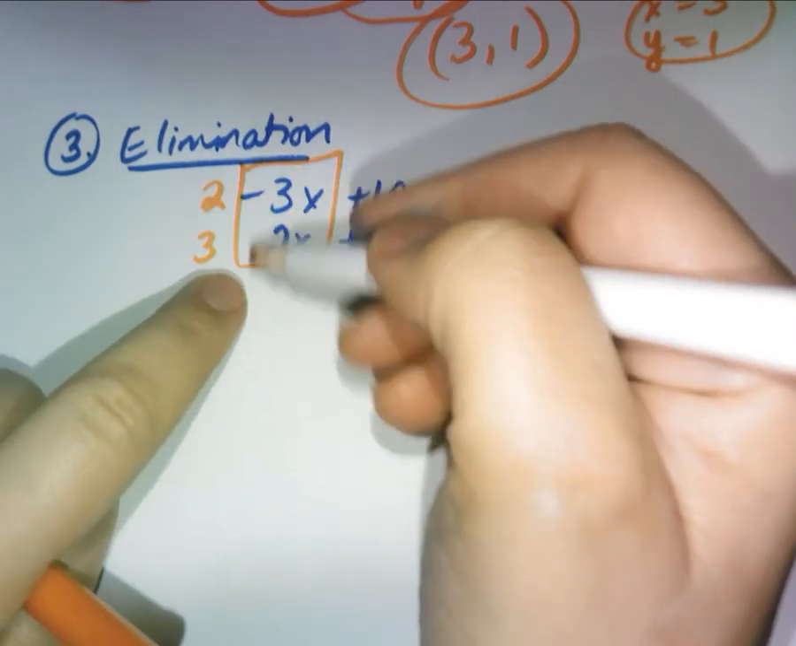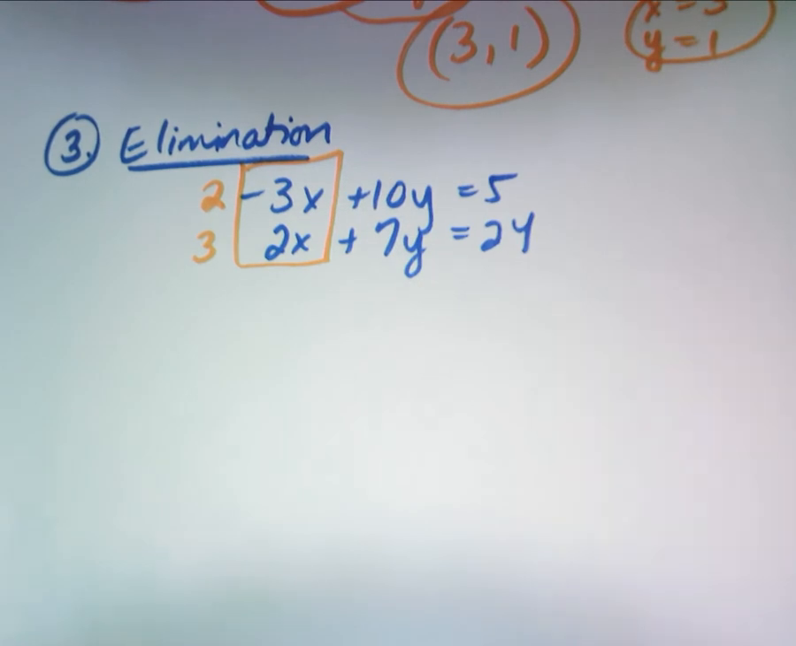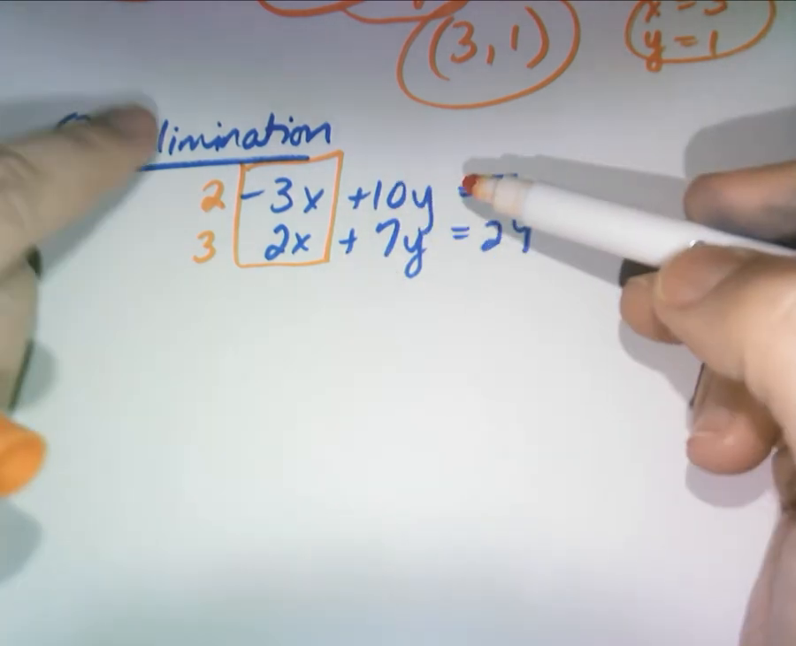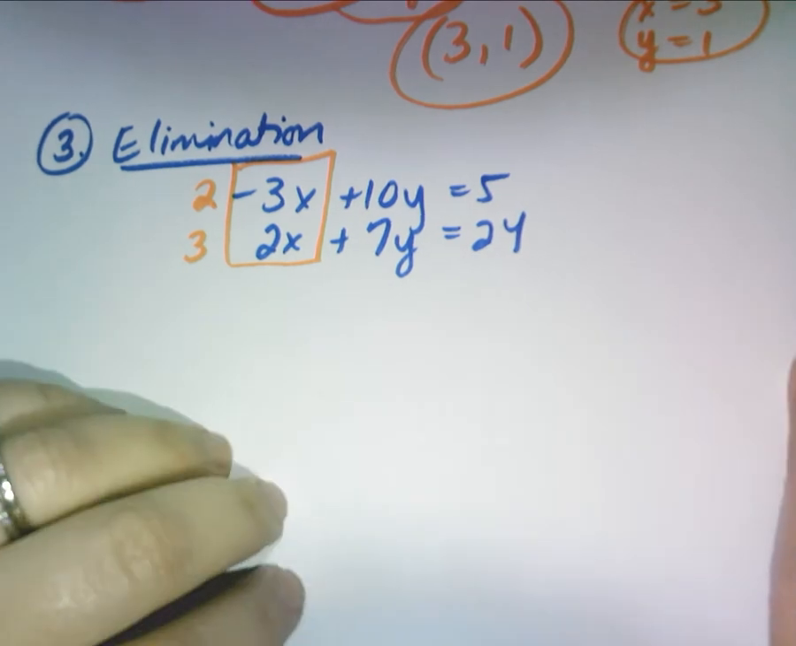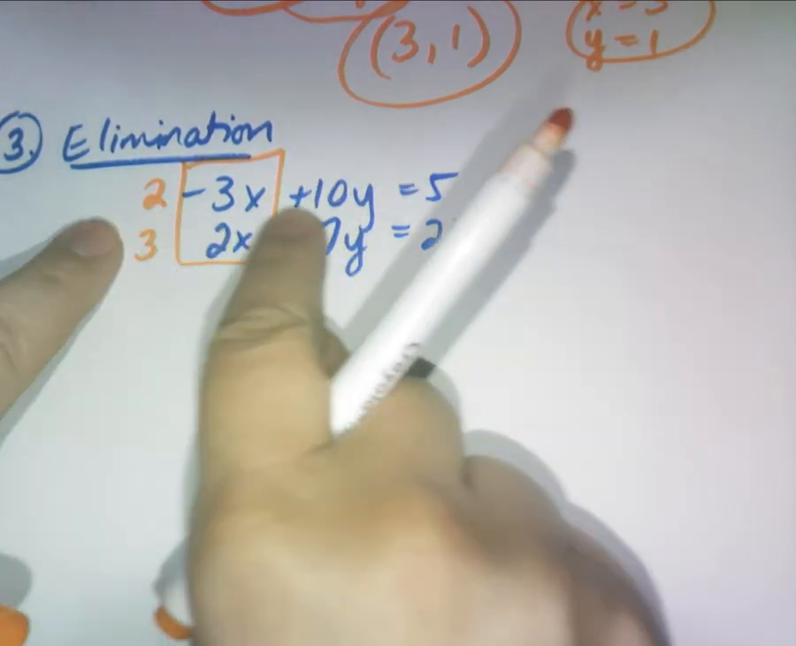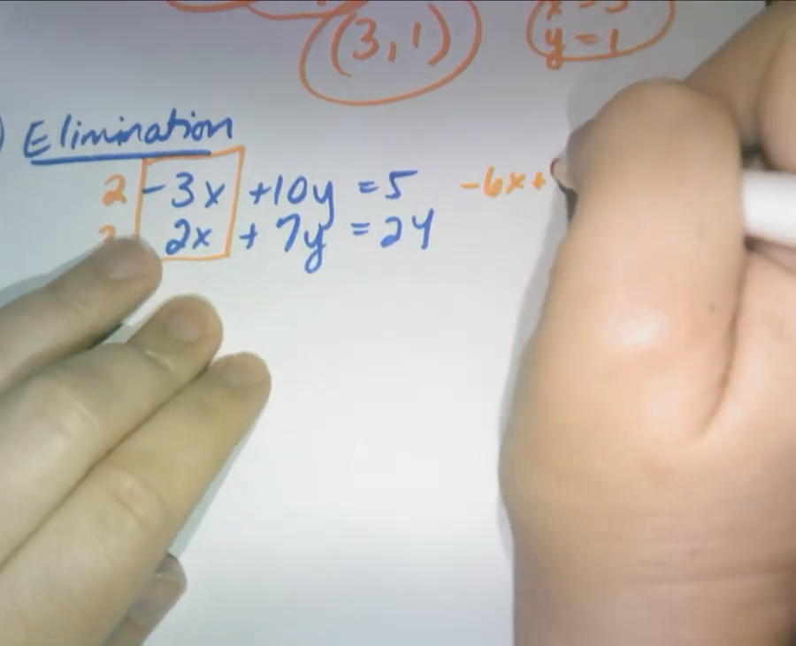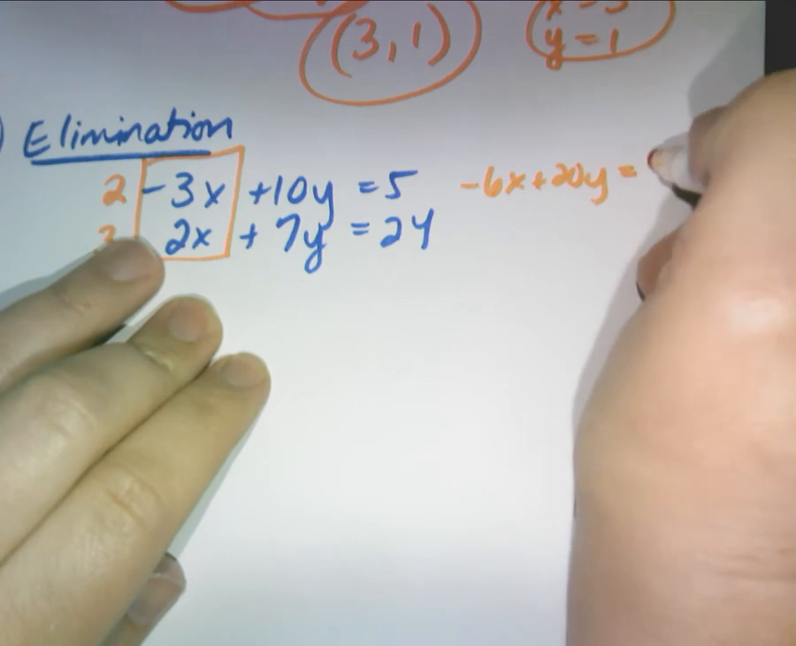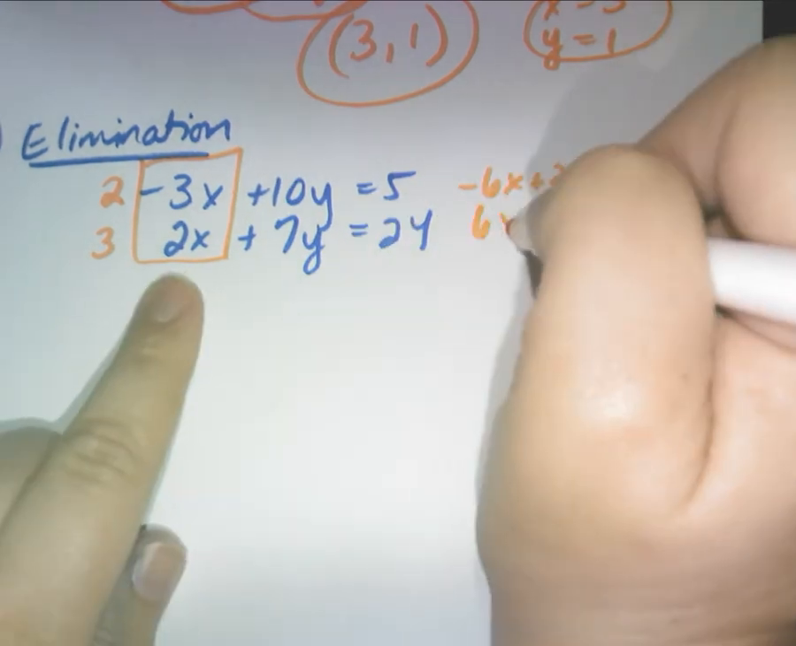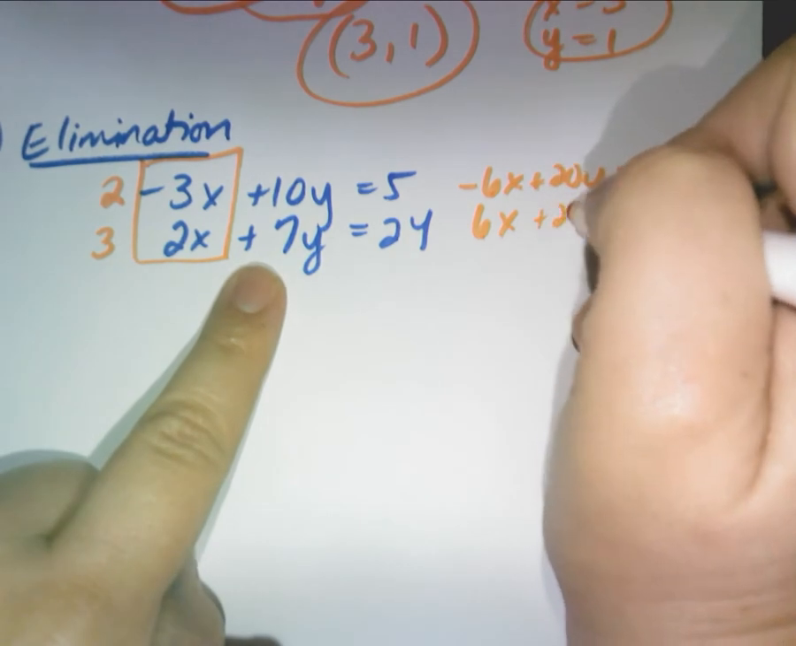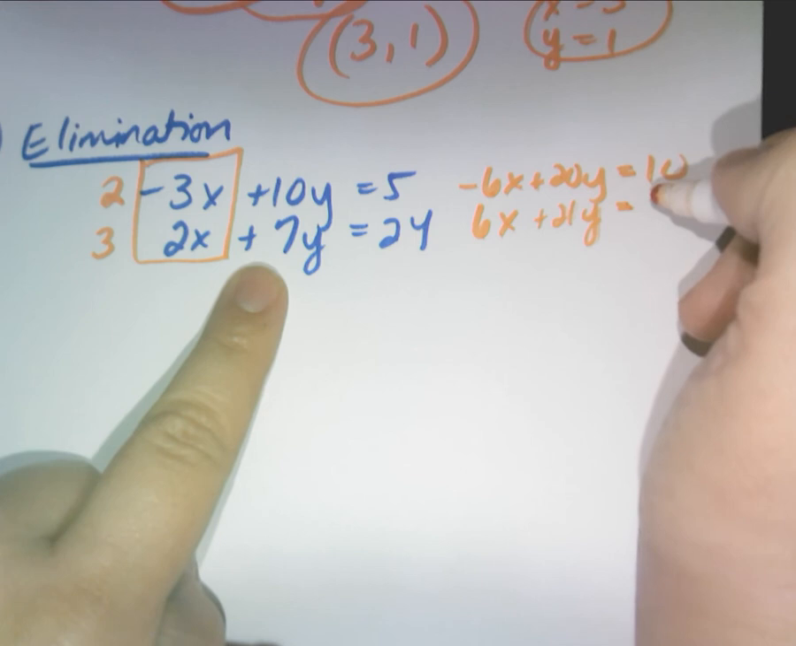If one of them wasn't negative, you'd have to make one of them negative. Okay? So like if I wanted to get rid of the y's, I'd multiply the top by 7, the bottom by negative 10, something like that. It'll still work out. Once you do that, multiply the entire equation by 2. So this would be negative 6x, this would be 20y, and equals 10. Everybody always forgets that last part. The bottom would be 6x plus 21y equals 72.